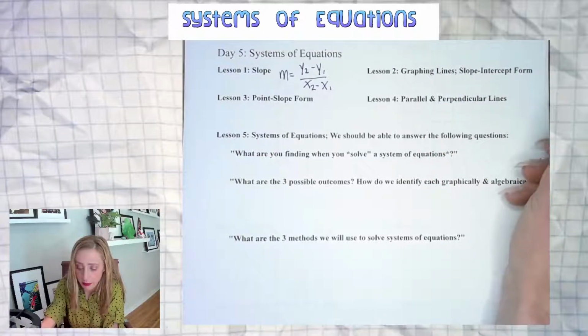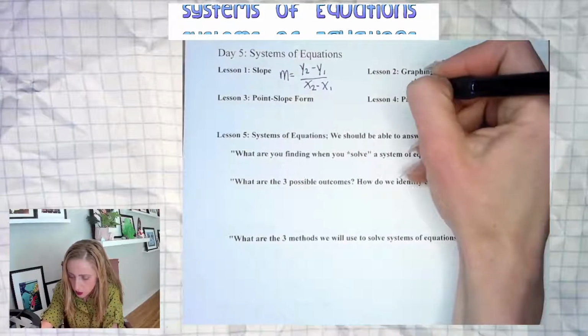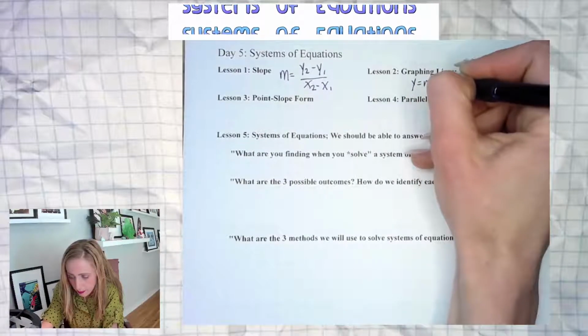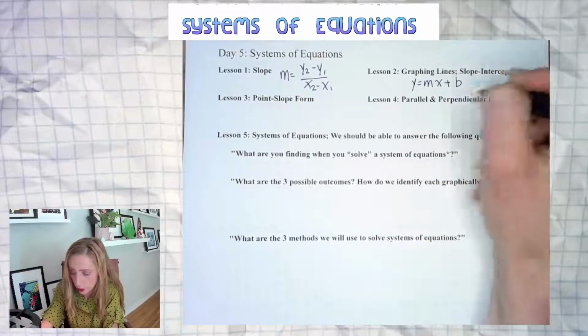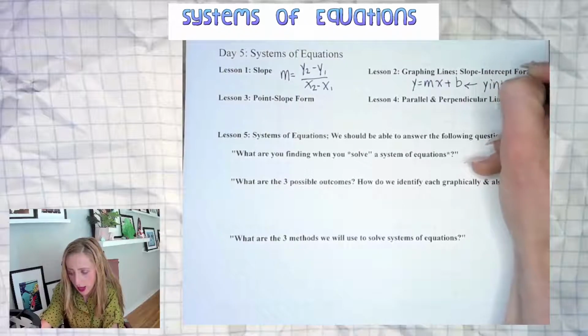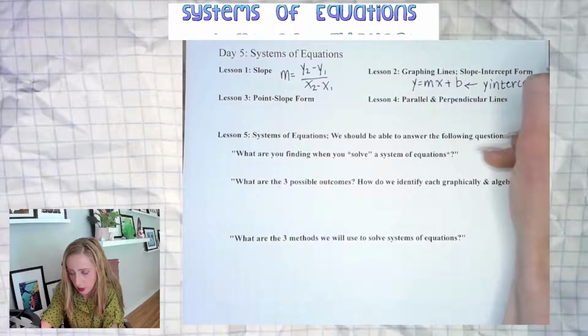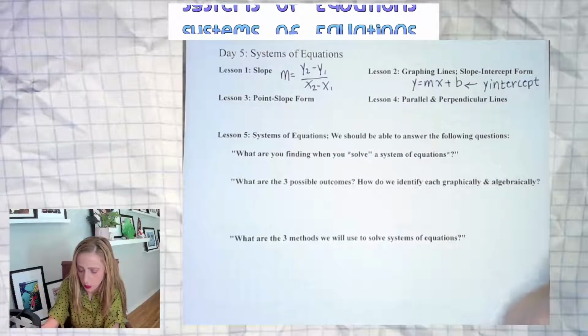Lesson 2, we were graphing lines and we used slope-intercept form. Slope-intercept form was y equals mx plus b. And again, m is your slope. It's your rise over your run. And the b is your y-intercept. Y goes up high. It's the axis that goes up and down, and that's how we would graph.